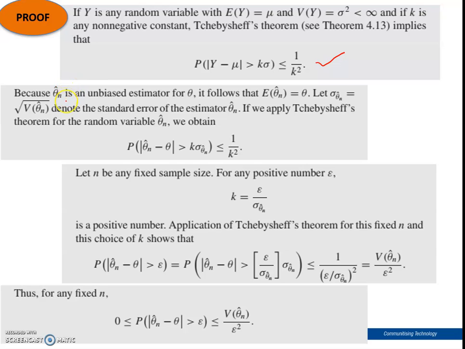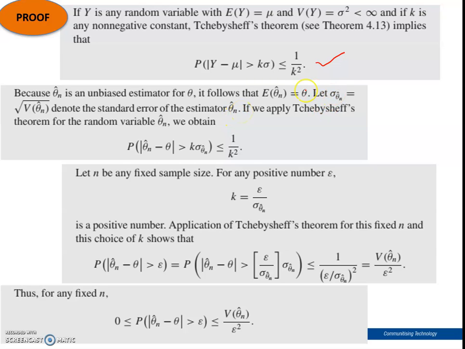Because theta hat n is an unbiased estimator for theta, as given in the theorem, we have the expected value of theta hat n equal to theta. Then let sigma theta hat n equal the square root of the variance of theta hat n. The variance is written as V of theta hat n, but because this is a standard deviation, it is the square root. It is the standard error of the estimator theta hat n.